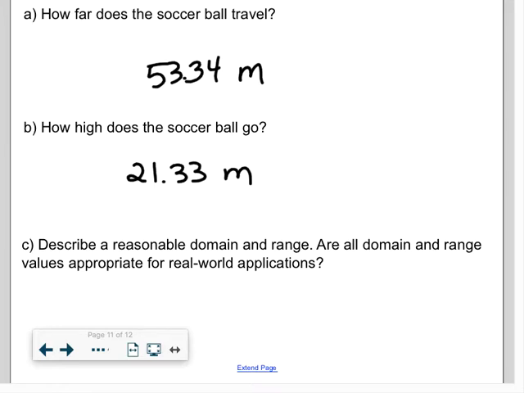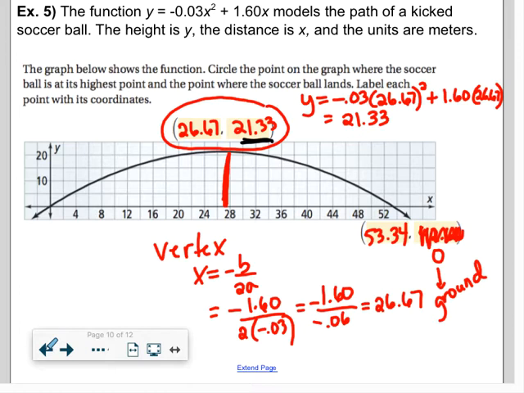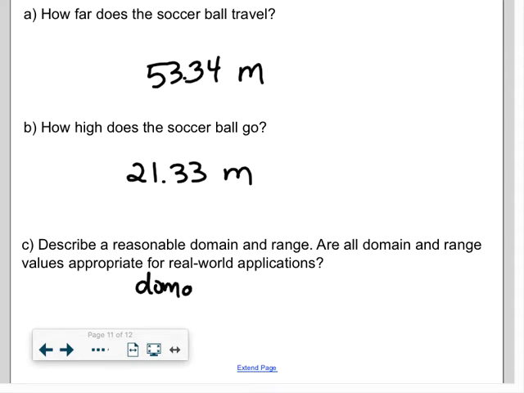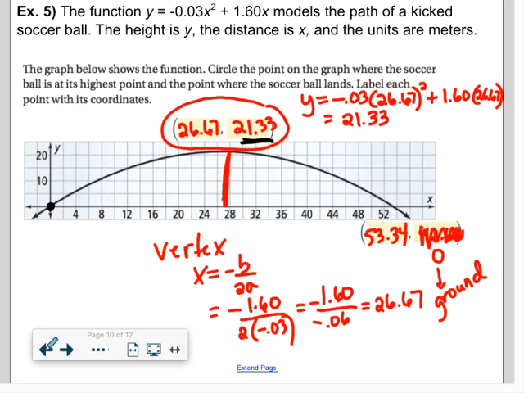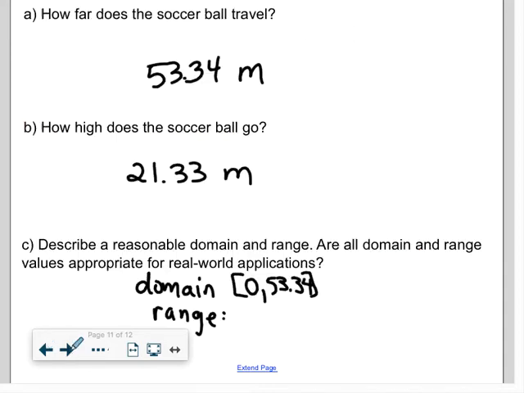Even though this is a parabola, it doesn't go negative infinity to infinity. You start at no distance, and then it hits the ground at 53.34. So my domain would be 0 to 53.34. My range are the y values. The domain is how far left and right it goes on the x-axis. So it went from 0 to 53.34. On the y, it's 0 up to 21.33.